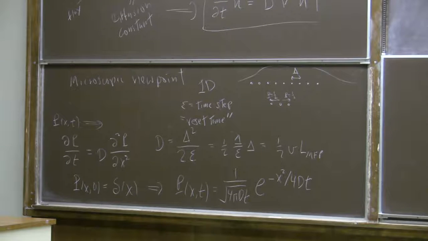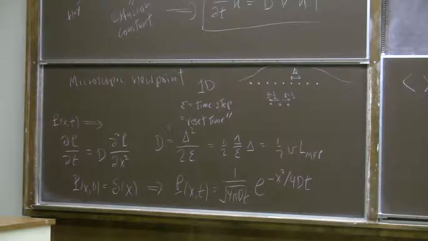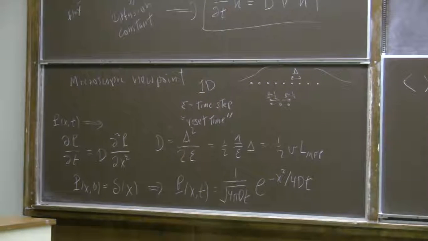We look at the root mean squared distance the particle travels in the time t. It grows like the square root of the time, with the diffusion constant soaking up the dimensions, turning the square root of time into a distance.